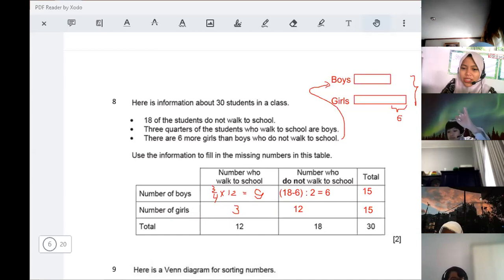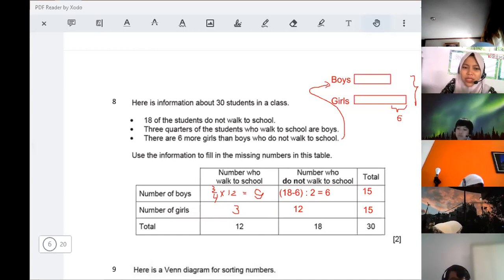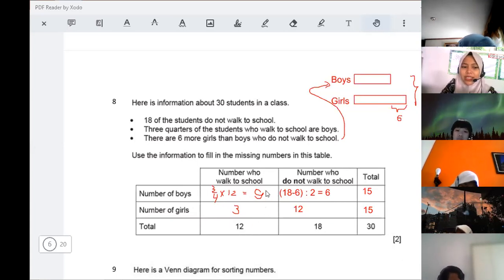For this, do you understand? 3/4 means 3/4, yeah? So you need to multiply 3/4 by 12. You get 9. And by subtracting 9 from 12, you will get 3. Okay?